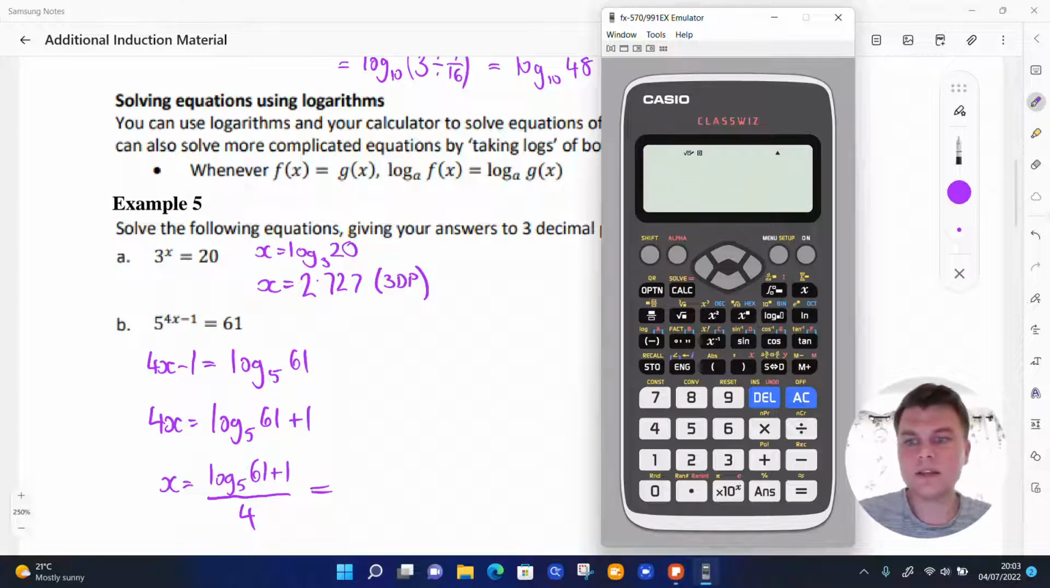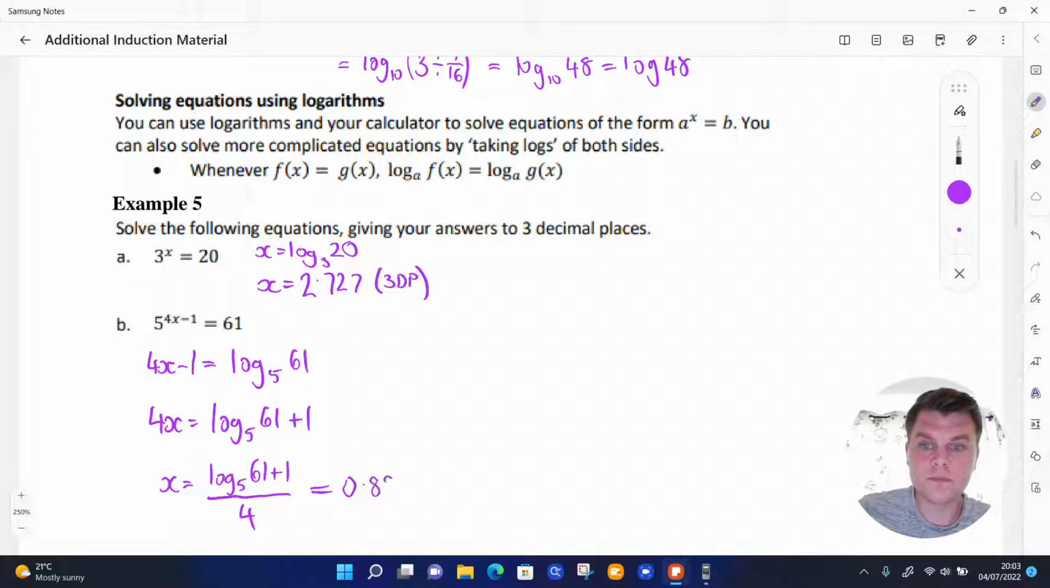So clear that, and we know it's going to be a fraction, so we can use the fraction button first. In the numerator, we're going to have log, and then it's base 5, 61. And then still in the numerator, plus 1. And then press down for the denominator, which is 4. Press equals, and you get your answer there. And of course, it's again asking us for 3 decimal places. We're going to go 0.889, also to 3 decimal places.